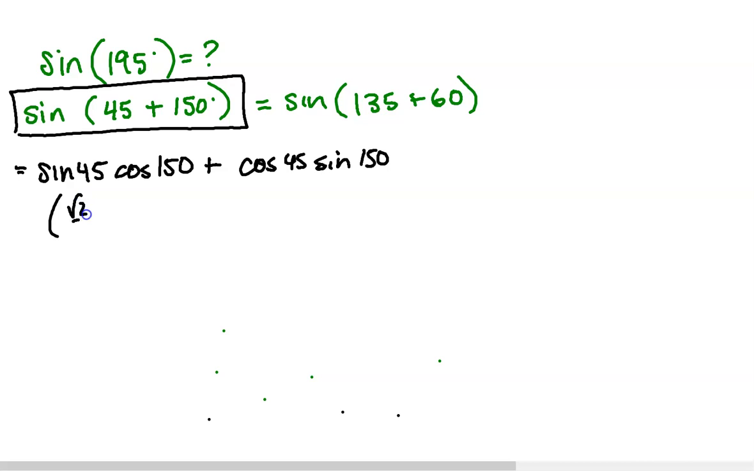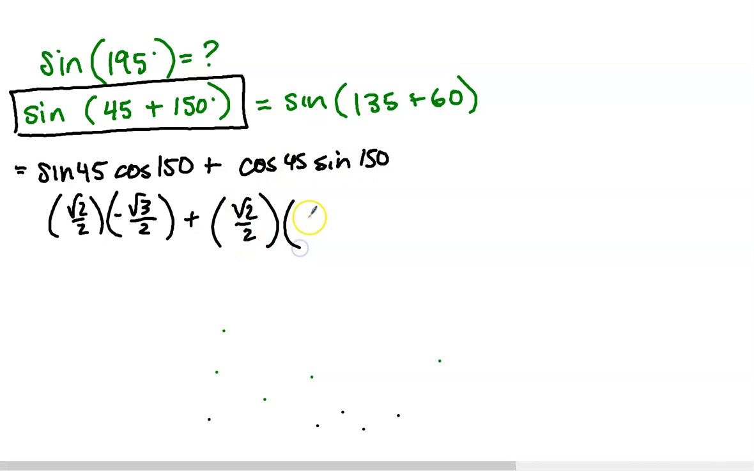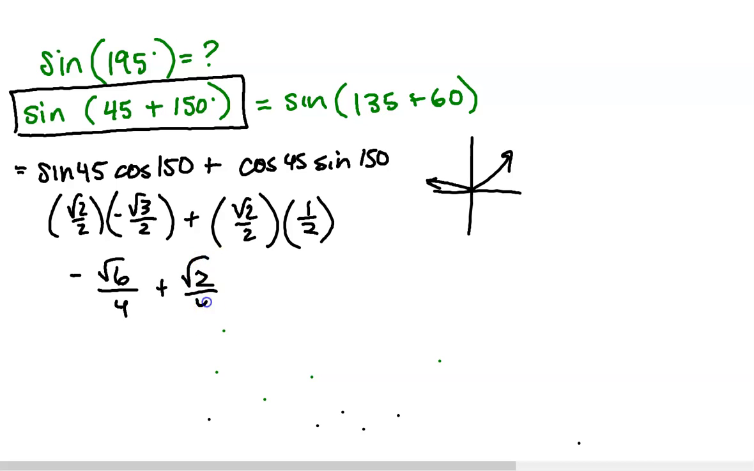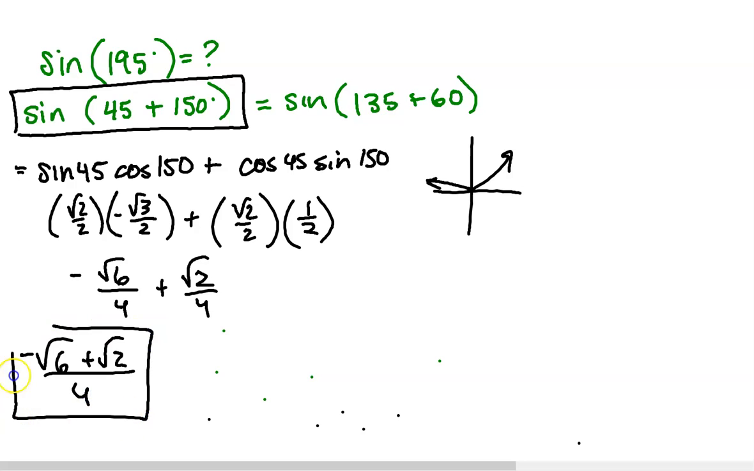Okay, then we do it. Sine of 45, root 2 over 2. Cos of 150, careful. Cos of 150 is a 30-degree angle, which is root 3 over 2, but be careful, it is negative. Whenever your angle's outside of the first quadrant, always double check if it's supposed to be positive or negative. Plus cos of 45, root 2 over 2. Sine of 150 is 1/2, and it is positive in the second quadrant. If you need to draw a little picture of where your two angles are, do it, so that you don't forget. So then I get negative root 6 over 4, multiplying, and root 2 over 4. So I could say negative root 6 plus root 2 over 4 for my final answer.